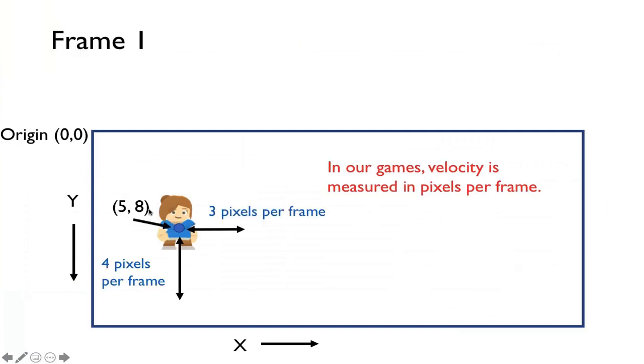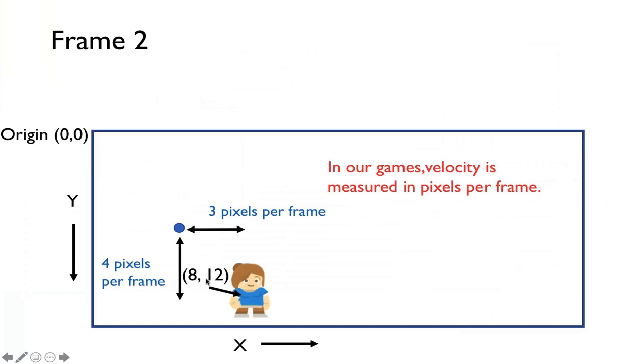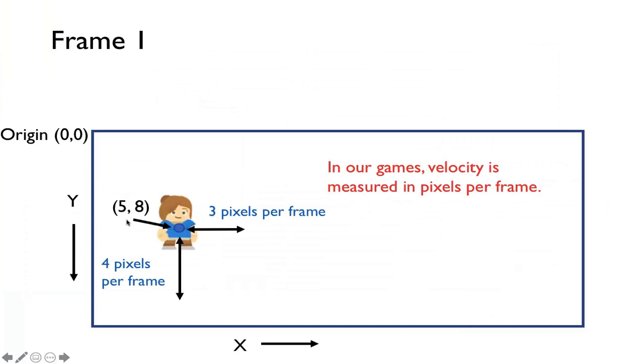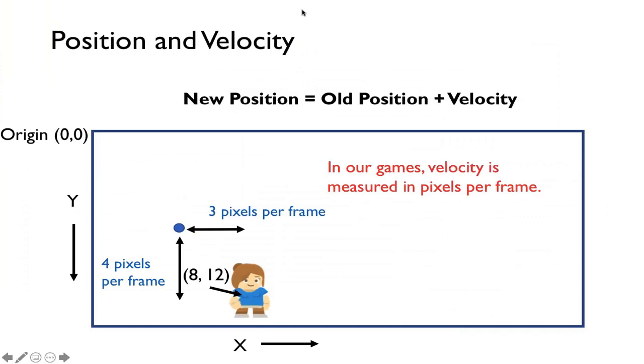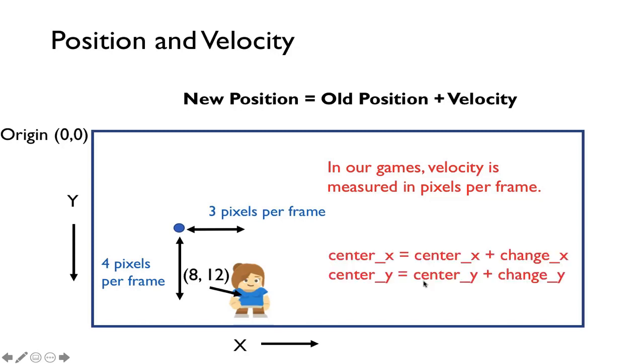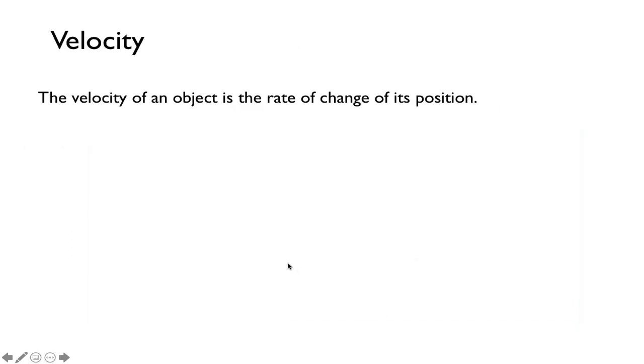So for example, if my change X is 3 pixels per frame and my change Y is 4 pixels per frame, and I'm at the 5,8 pixel location, the center of the sprite, then the next frame I'll be at 8,12, because we're adding the 3 to the 5 and the 4 to the 8 to get the new position. So basically our new position is our old position plus velocity. This is the formula that we saw in the video on the sprite class, where we update position by adding the velocity into the position. So old position plus velocity gives the new center X position and center Y position. That's just the basic velocity and position.